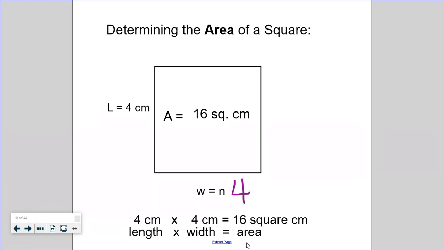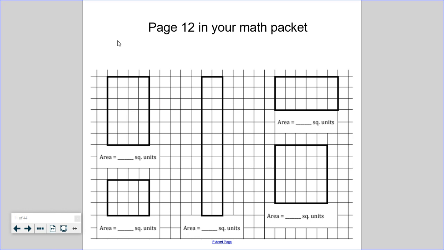You notice I keep saying length times width equals area? I'm saying it over and over again because I want you to remember that. It's very important. All right. So for your practice today, you have one page in your math packet. It's front and back. And on this one, they do have all the squares drawn in. So you could potentially just count all the squares, but I don't want you to do that. I want you to count the length, count the width, and multiply to find the area. Now, if you want to count the squares to check your answers, go for it. But I really want you to practice using that formula. Length times width equals area.